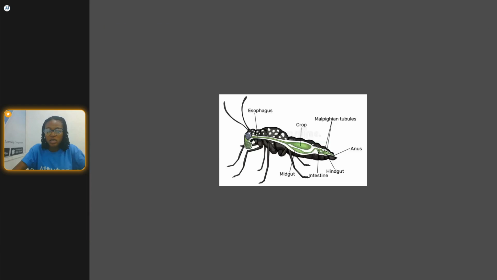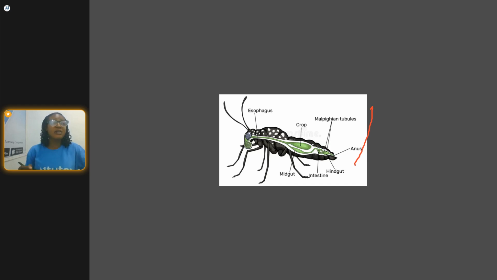Here we have an insect that has Malpighian tubule. So here is the anatomy of an insect, and it is showing the Malpighian tubule. This is the Malpighian tubule. So what is the function of this Malpighian tubule? It helps to extract waste.